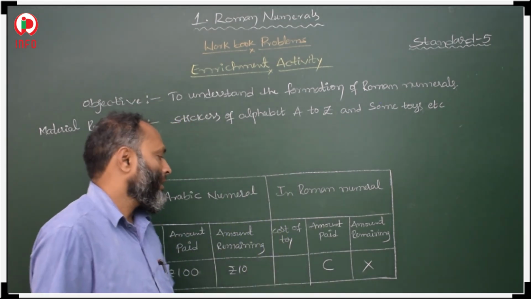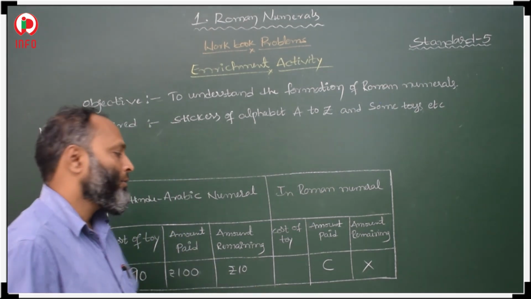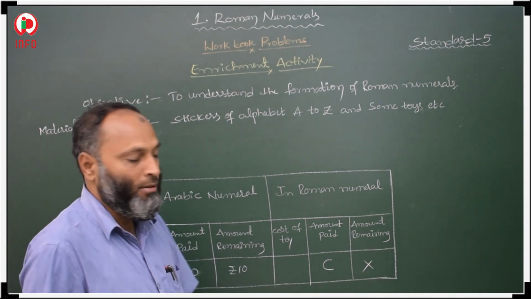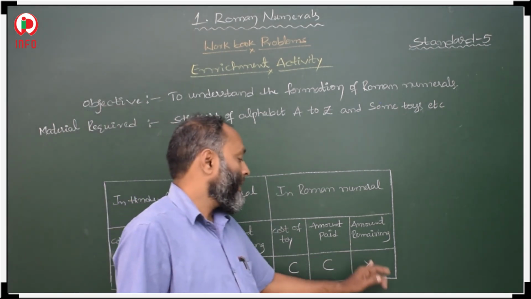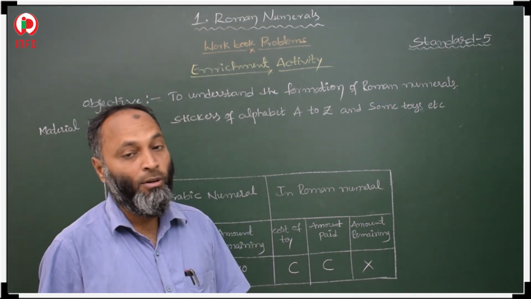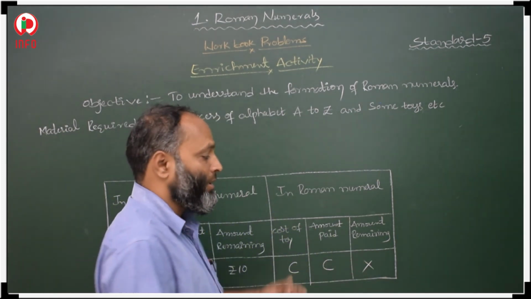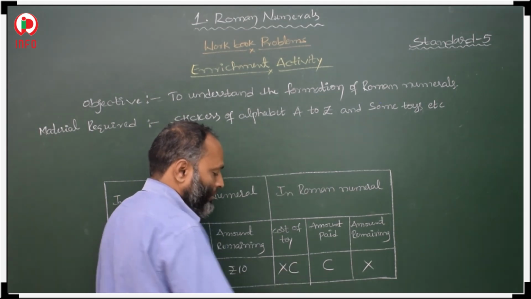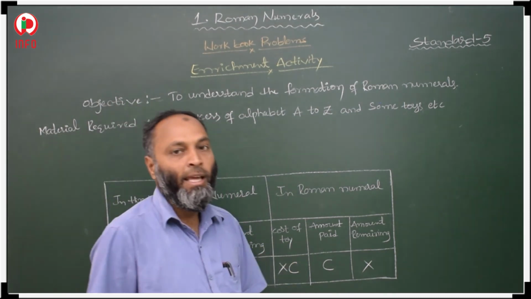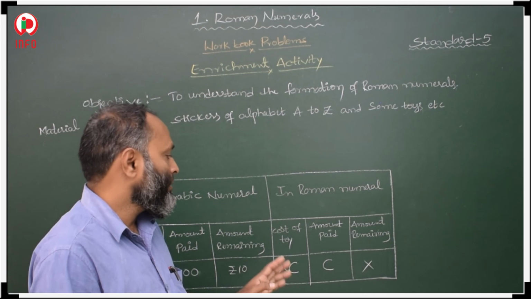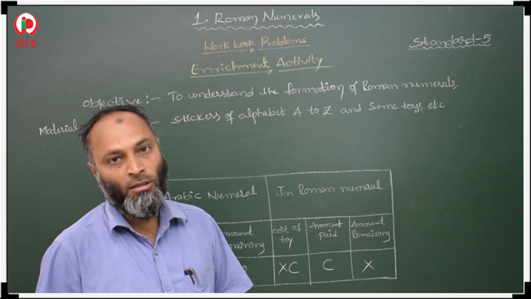Then how to write the toy cost? 90 rupees. How to arrange this using Roman numerals? C, we have to take C first. And he has to pay back 10 rupees. Whatever amount he has to pay back means that is minus. Whenever minus comes, the smallest Roman numeral should come on the left side of the bigger Roman numeral. So we have to write X and C. It represents 90.